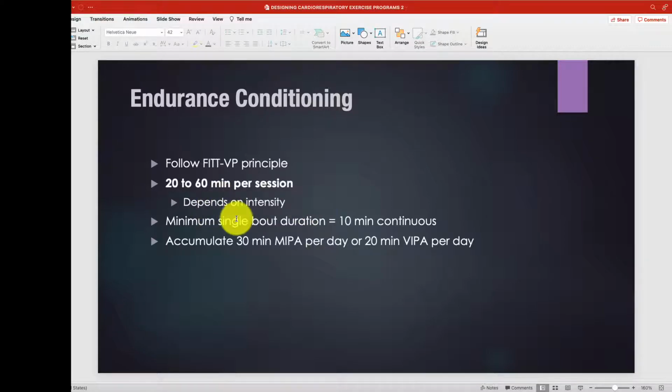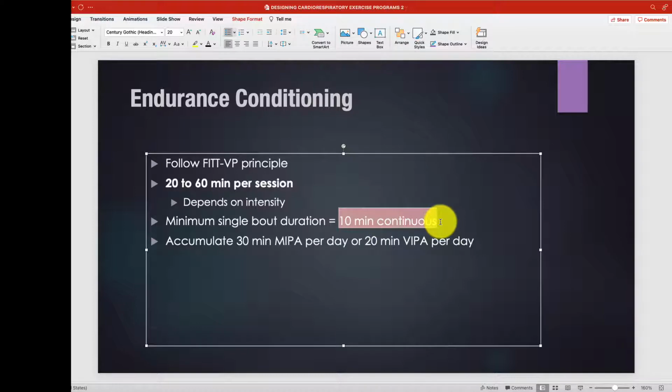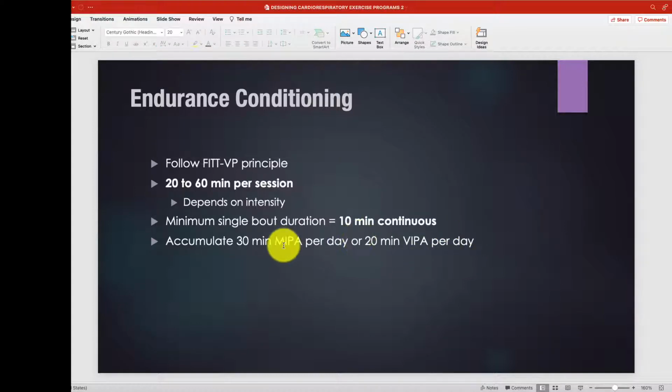A minimal single bout duration should be 10 minutes continuously, right? That's a minimal bout. And you should accumulate 30 minutes per day or 20 minutes per day. So this would be moderate intensity physical activity or vigorous intensity physical activity. Okay. So time again is associated with intensity.